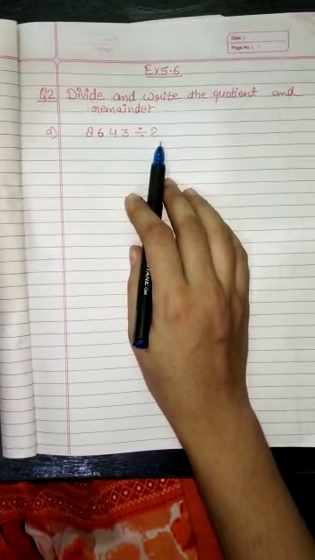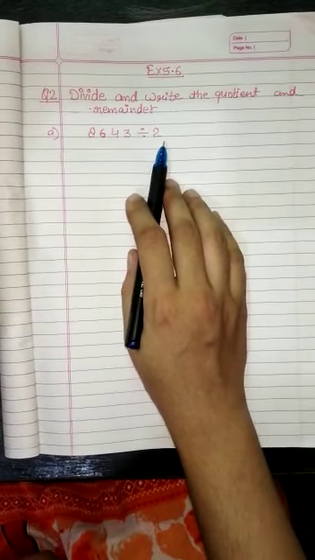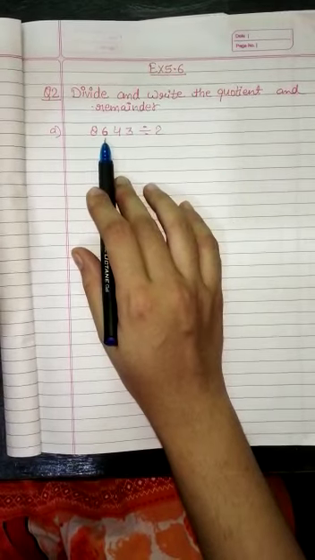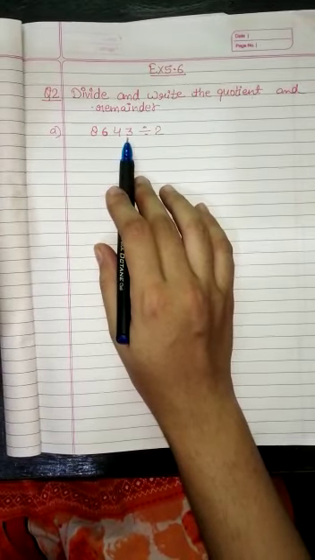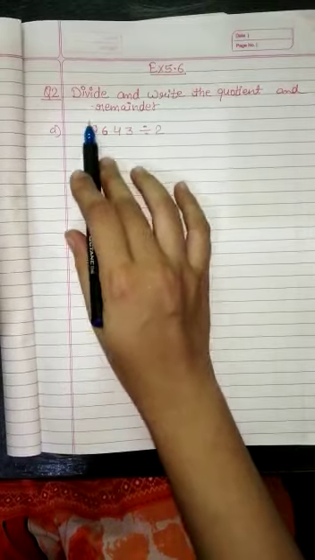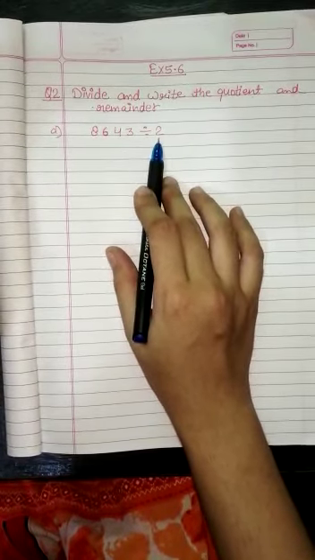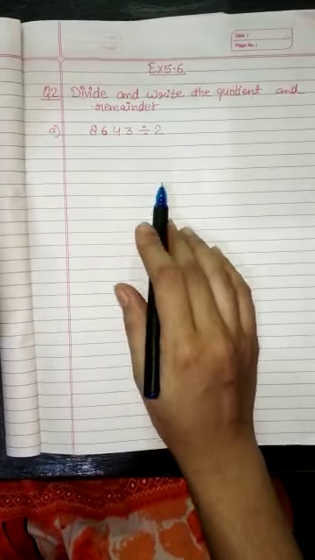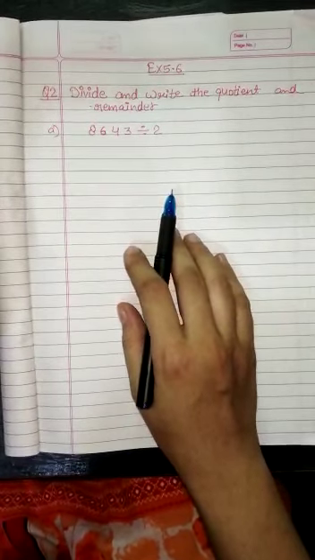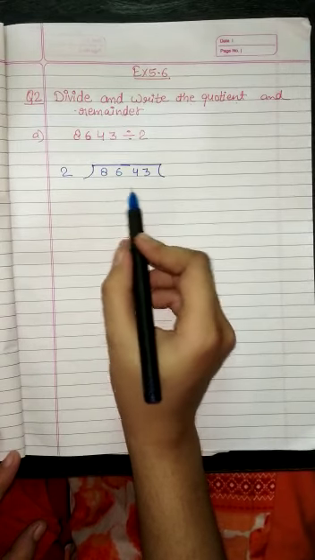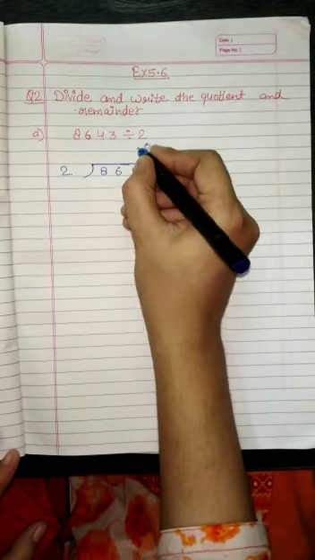In this question also you have to divide the given numbers and then you have to write the quotient and remainder. So here we have 8643 as a dividend because we have to divide it. The number to be divided is known as dividend and we have to divide it by 2. So 2 is the divisor over here. Let's arrange the numbers in the long division form first. Okay, I have arranged them in long division form.